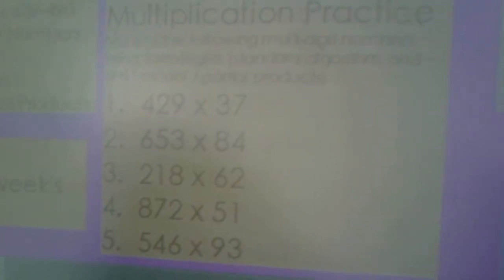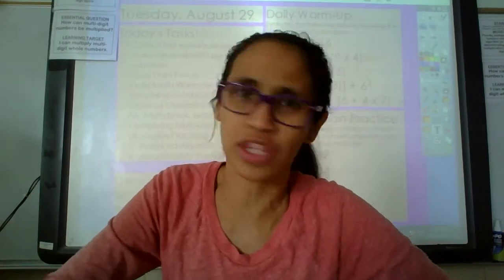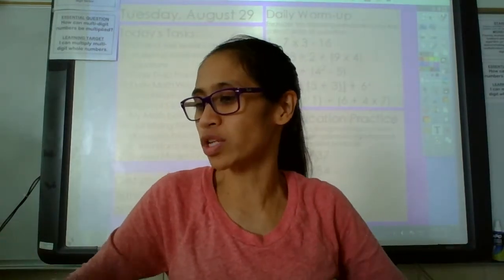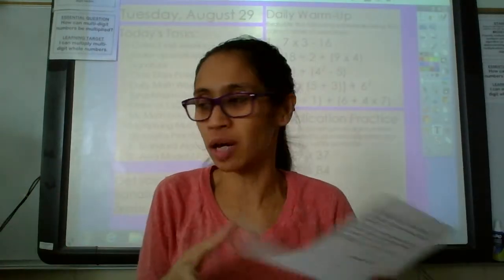What does it say? Multiplication practice. Multiply the following multi-digit numbers using two strategies, the standard algorithm and area model partial products. Can you see that? Pause it if you need to. Now, I am not going to work those out in this video, but this will be a tutorial. What I am going to do is go over this with you and just tell you how you need to set it up in your notebook.